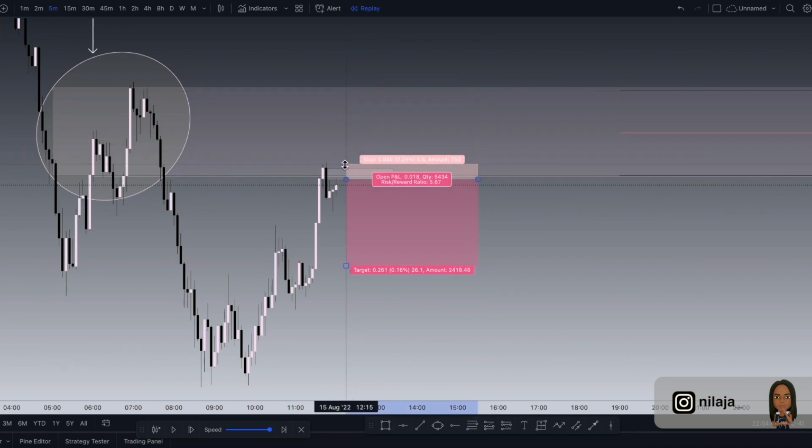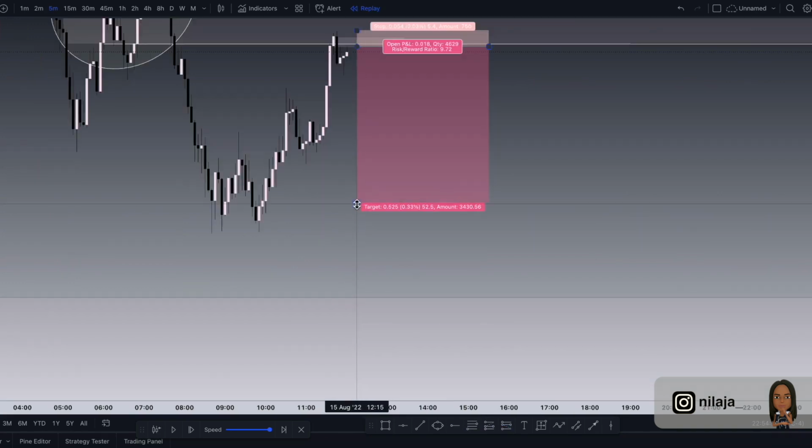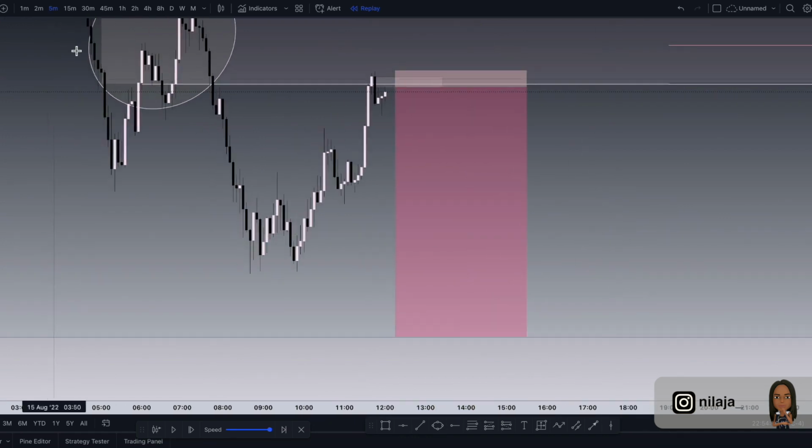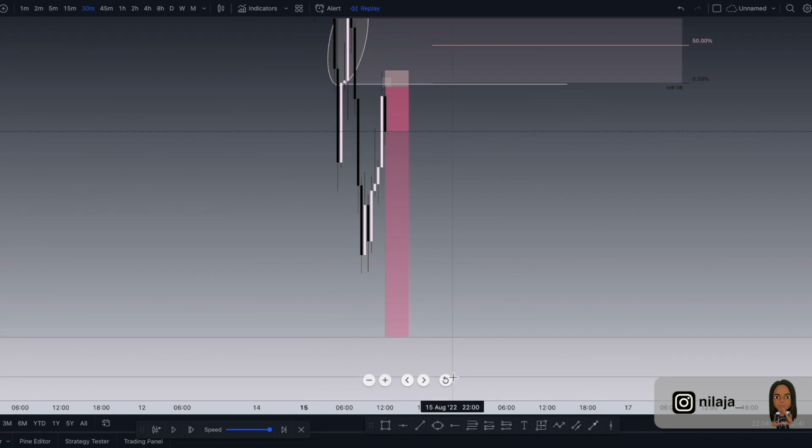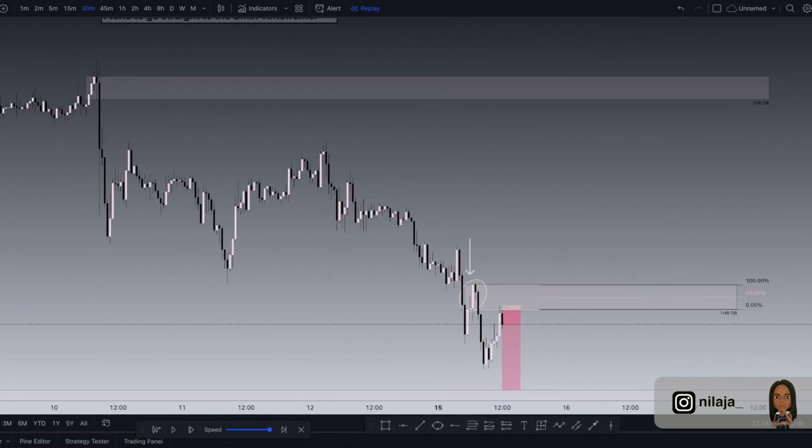Here, stop loss above this area here. Then I'm going to trade it all the way down into the 1-hour order block. So I'm at 30 and then see how this plays out.